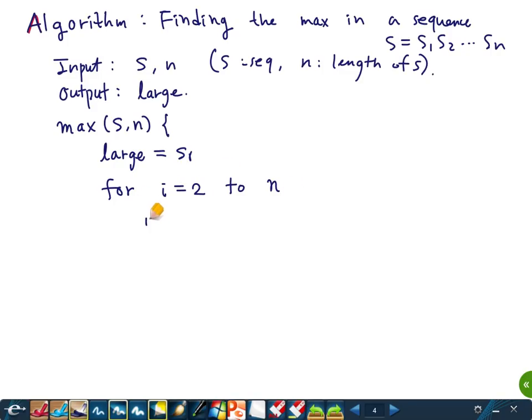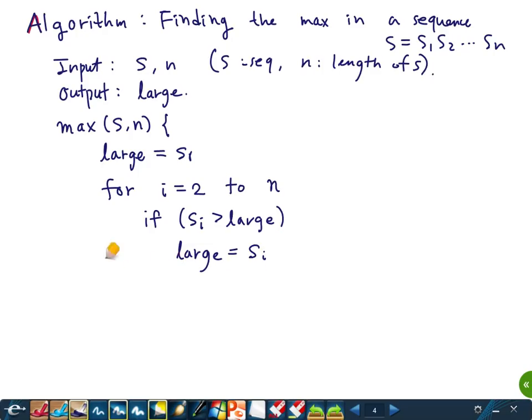If the ith number is bigger than large, then we are assuming that large is the largest among the first i-1 numbers, and then compare this with the ith number. If Si is bigger, then we have to update this, right? Then large is going to be the new number Si.